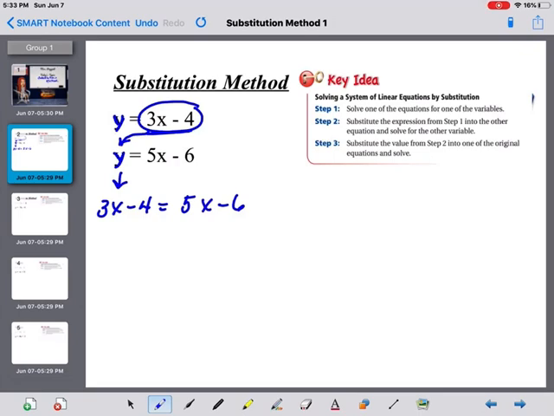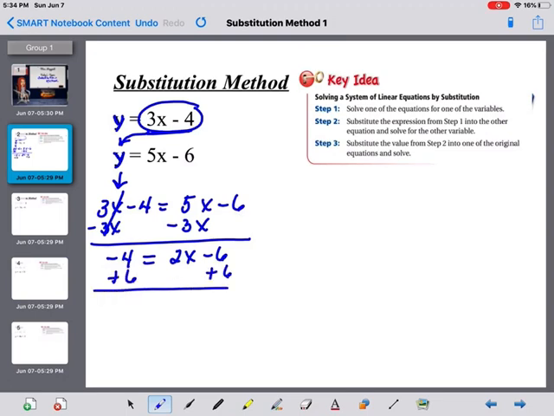Normally when we have variable terms and constants on both sides, we subtract the smaller variable term first. So I'm going to eliminate the 3x by subtracting 3x on both sides. That'll leave me with negative 4 on the left. 5x minus 3x is 2x, so I wind up with 2x minus 6 on the right. I want to isolate the x term, so I'm going to add 6 to both sides. I wind up with 2 is equal to 2x, and dividing both sides by 2, I get that x is equal to 1. So I've solved for one of the two variables.